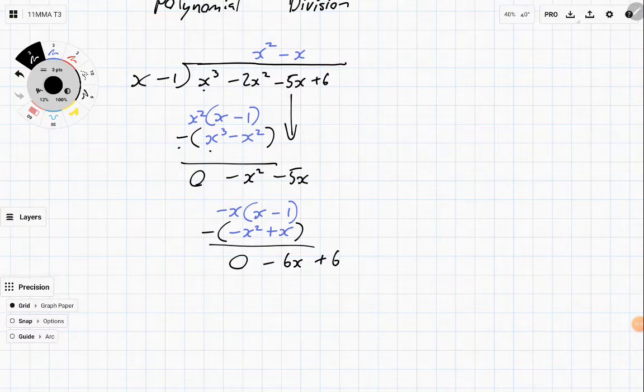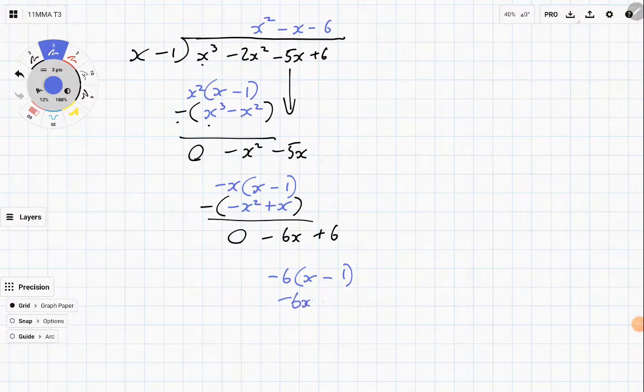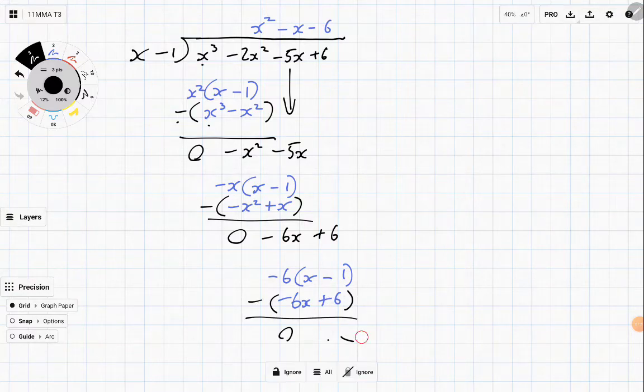And this is looking quite nice. Looks like it's going to work out just perfectly. Alrighty, how do I make x look like negative 6x? Multiply by negative 6. Minus 6 goes up the top. Notice the x minus 1 is in every single line. Expand the brackets, we get minus 6x plus 6. Hey, look at that. 0 plus 0. No remainder. Therefore, we can write this whole thing as x minus 1 times x squared minus x minus 6.